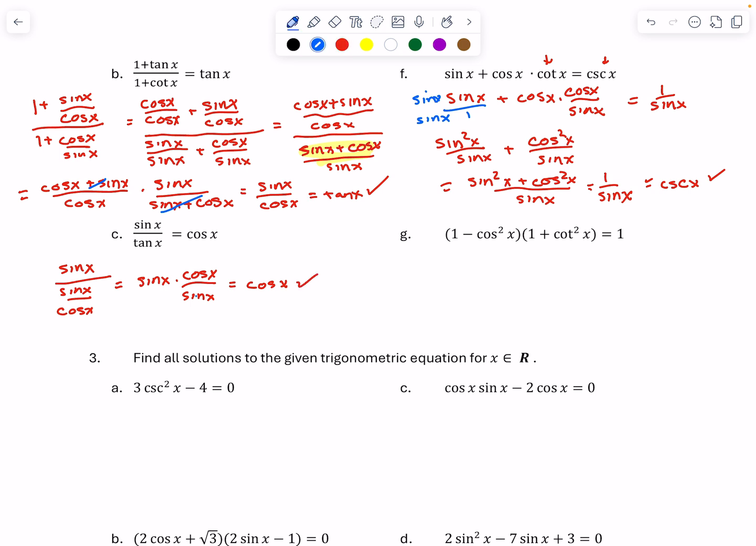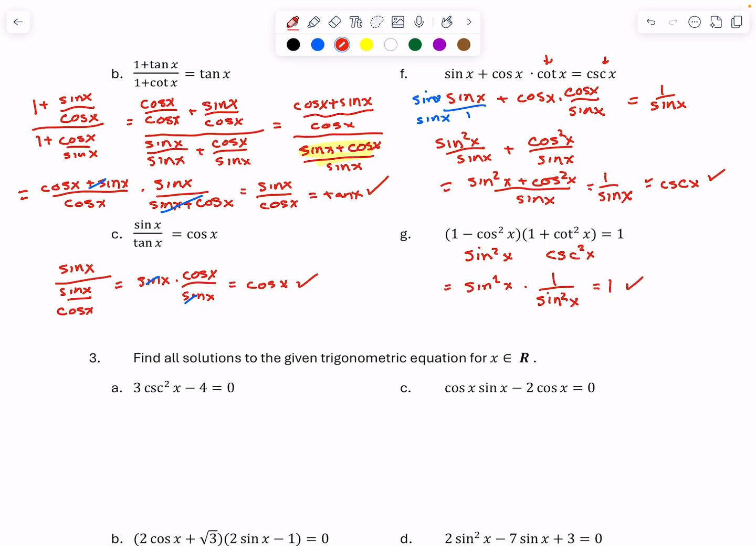Yep, sines cancel. Okay, 1 minus cosine squared is sine squared. And 1 plus cotangent squared is cosecant squared. My suggestion is before you even start turning cotangent into cosine over sine, look for the Pythagoreans when you see squaring. Oh, look, cosecant is 1 over sine. So cosecant squared is 1 over sine squared.